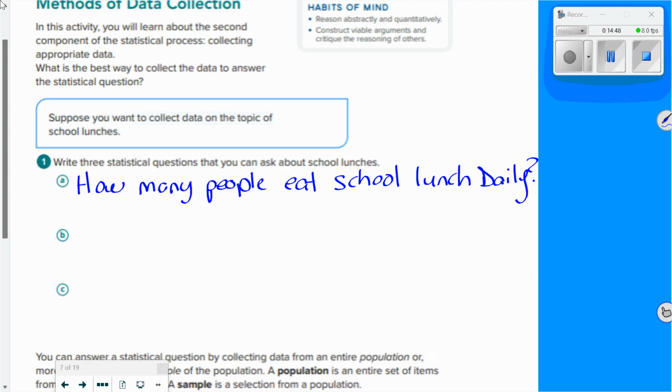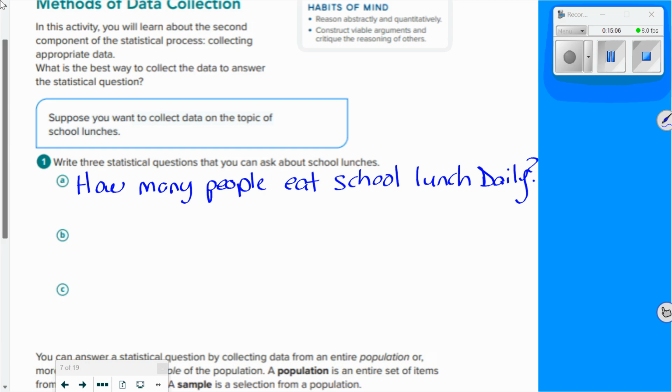That's important. To add that little piece makes it a statistical question. All right, who can give me another one? Frank? Stop background chatter, please. Well, it's basically the same question.